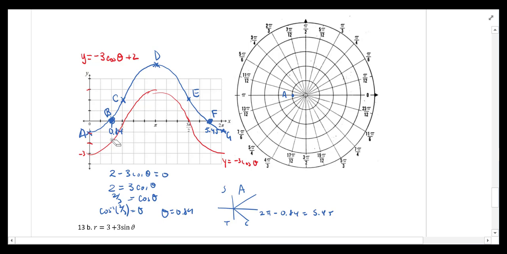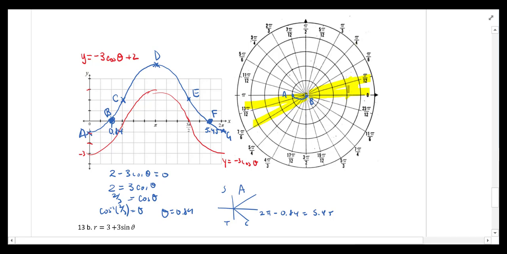Now B comes back to 0. So the R value goes to 0, but notice the angle goes to 0.84. So really what I'm saying is starting here and rotating 0.84, but the R value is negative, so we're actually over here. We're going to try and get that back to 0, something like this. So here's B now, back to the origin. And then from B to C. Now C is pi over 2.